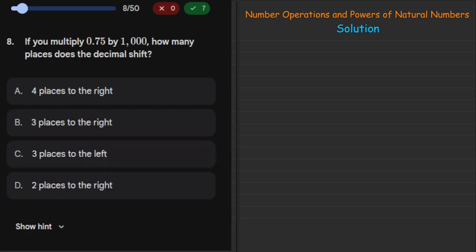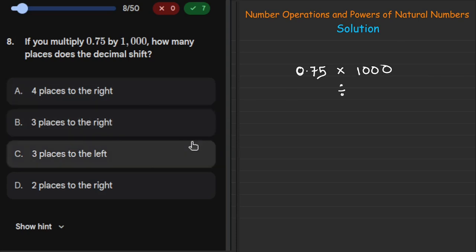Let's proceed. Now, if you multiply 0.75 by 1,000, how many places does the decimal shift? Remember, in one of our first questions, we had 0.75 being multiplied by 1,000. I said you move the decimal depending on the number of zeros you have. If it is division, we move to the left. If it is multiplication, we move to the right. This case here is multiplication, so we are moving to the right. How many times? 1, 2, 3, because there are 3 zeros.